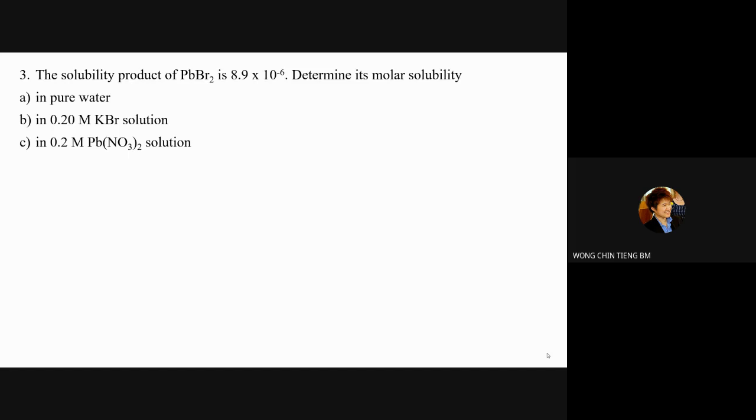Dia bagi apa? Baca soalan. Baca soalan. Aiman boleh kahwin kan? Sama geng kan? Baca soalan saya. Soalan saya. Baca.